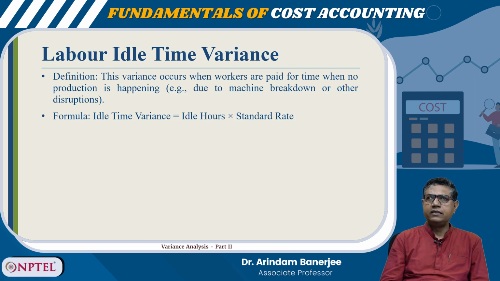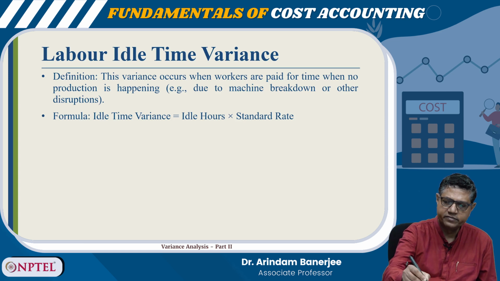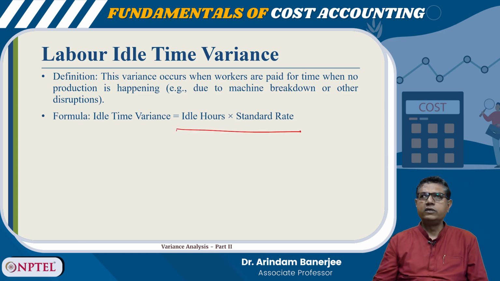Now, labor idle time variance. This variance occurs when workers are paid for time when no production is happening due to machine breakdown or other disruptions. So idle time variance is equal to idle hours into standard rate. So, idle hours into standard rate.